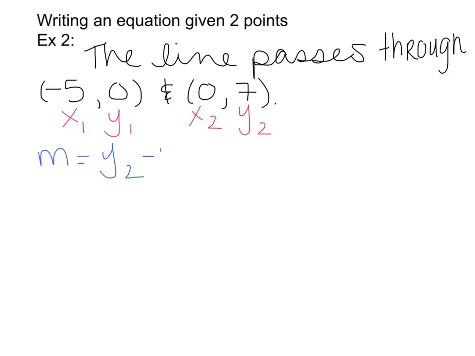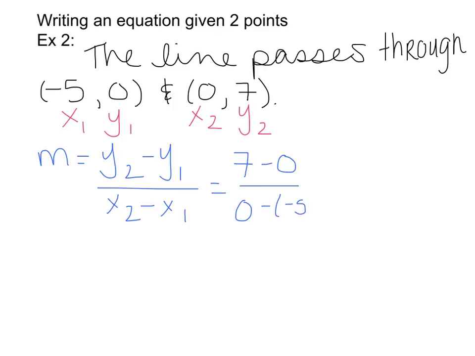So yesterday we learned how to find the slope, so it's y2 minus y1 over x2 minus x1. So plug in my numbers, -7 minus 0 over 0 minus -5. So -7 minus 0 is a nice number of -7, and 0 minus -5, remember that makes it a plus, and that gives me +5.